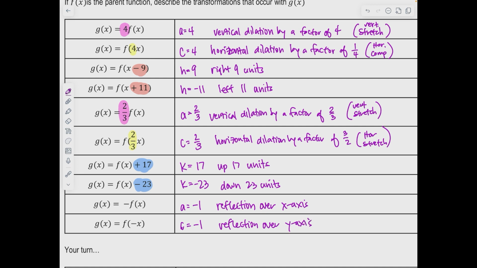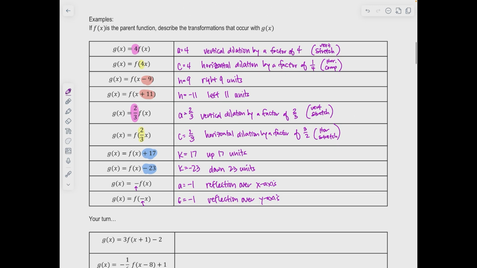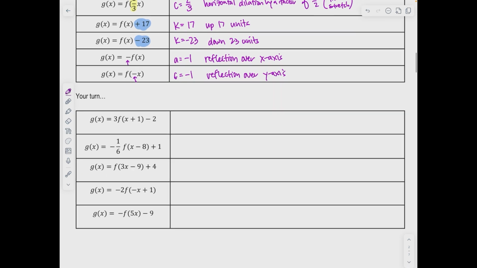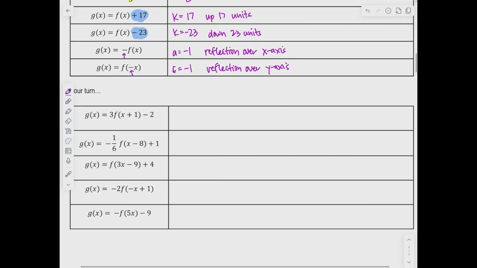What I like to think about is this. X comes before y in the alphabet. So if the negative is in the front, that's first, that's the x. If it shows up inside, it shows up second, that's the y. X comes before y, so x-axis and y-axis. Okay, so what we're going to do is we're going to pause here, and I want you to try to identify the multiple transformations that are happening within these functions.